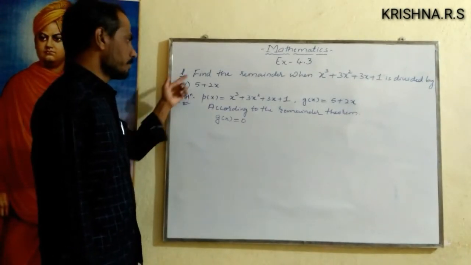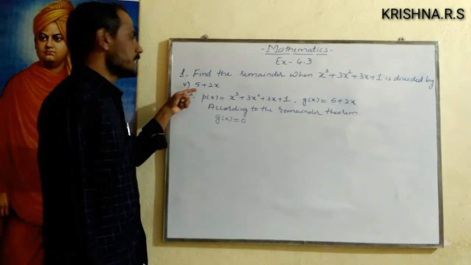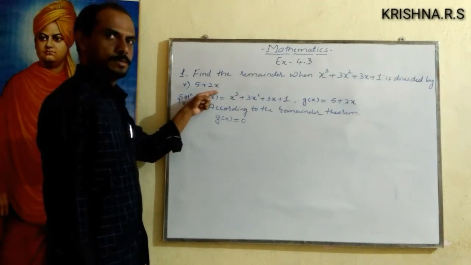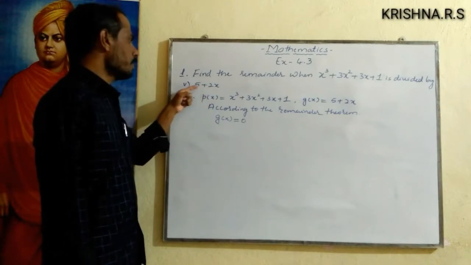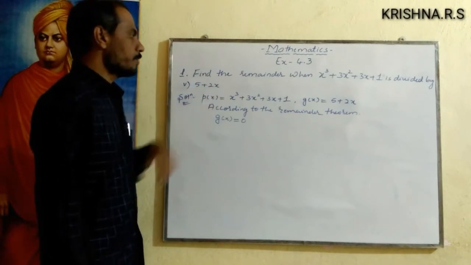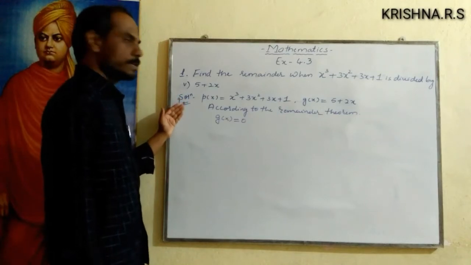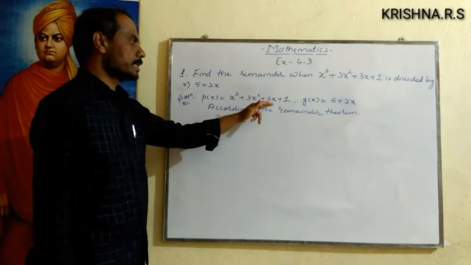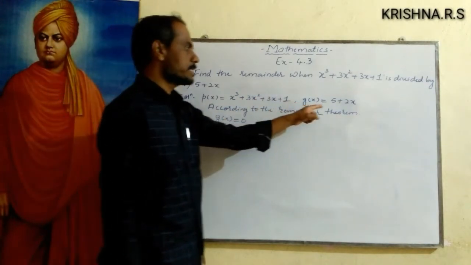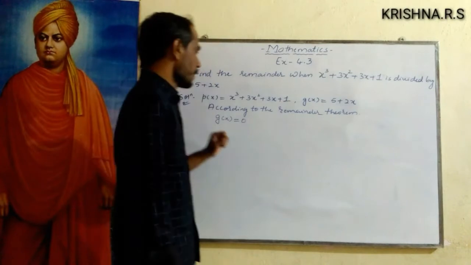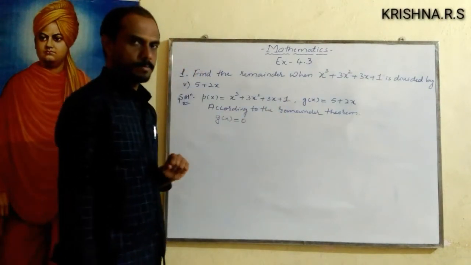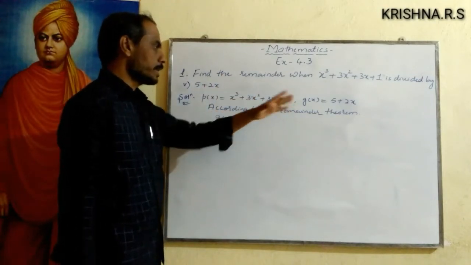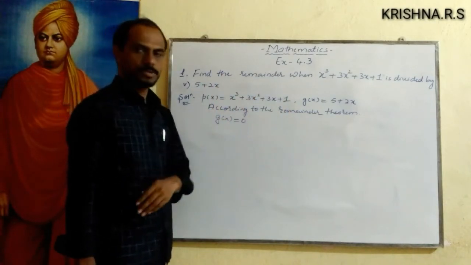The fifth question of the first bit: g of x means p of x is divided by 5 plus 2x. Okay, it is dividing by what? 5 plus 2x. Then what will come in the solution? First step: p of x is equal to x cube plus 3x square plus 3x plus 1, and g of x is equal to 5 plus 2x. According to the remainder theorem, as in the first 4 problems you have studied, the same steps: g of x is equal to 0.